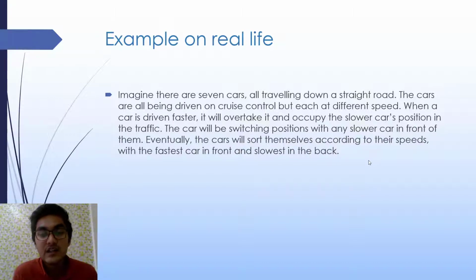Eventually, the cars will sort themselves according to their speed, with the fastest car in front and the slowest cars in the back. This situation acts just like our bubble sort algorithm. So this is the real life example of bubble sort.